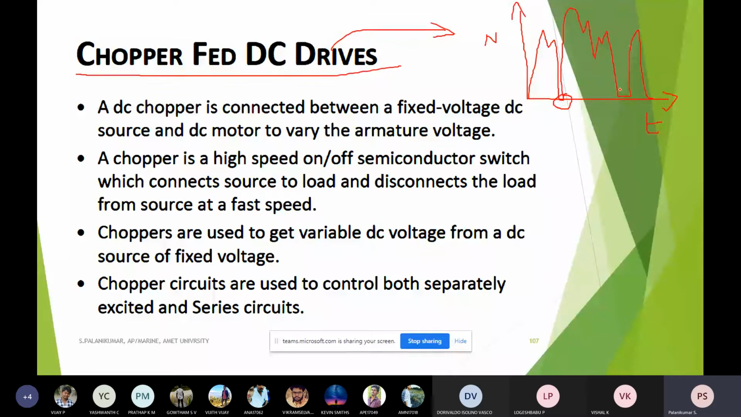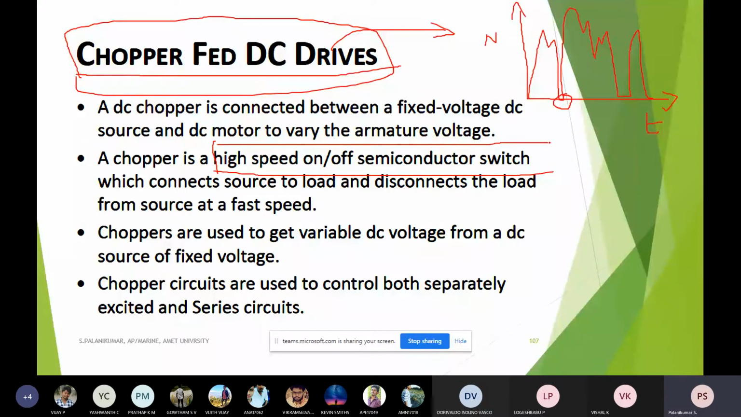In order to get the dynamic behavior, we need a very reliable source. That is only a chopper fed DC drive. The chopper uses a very high speed on and off semiconductor switch. It is not physically switched on and off; it is electronically switched on and off. So whatever the source connected to it, it is going to provide a fixed DC voltage.